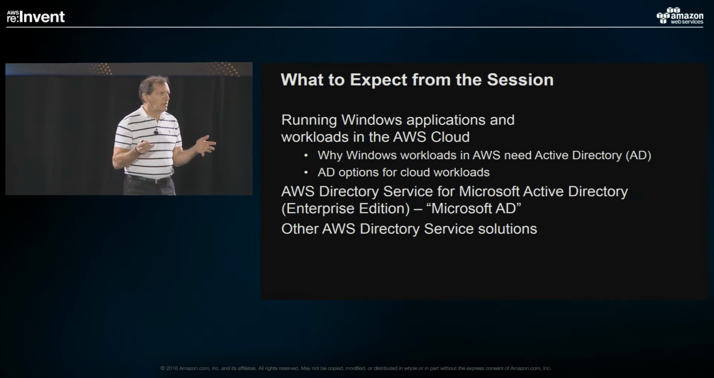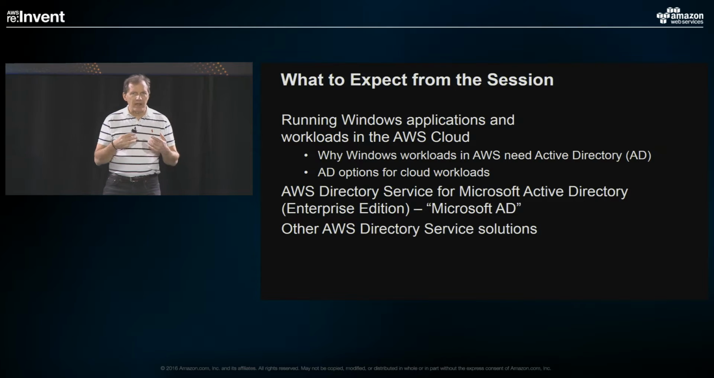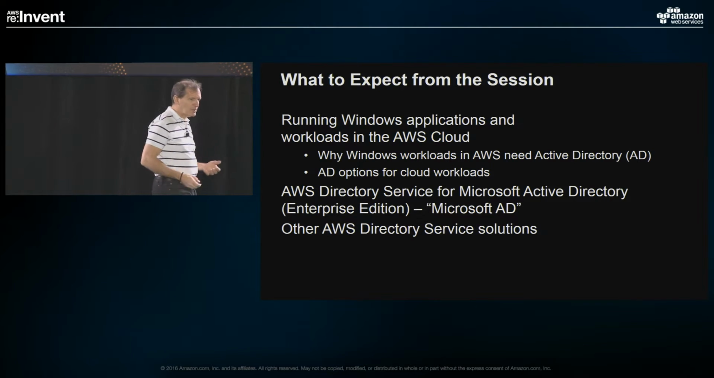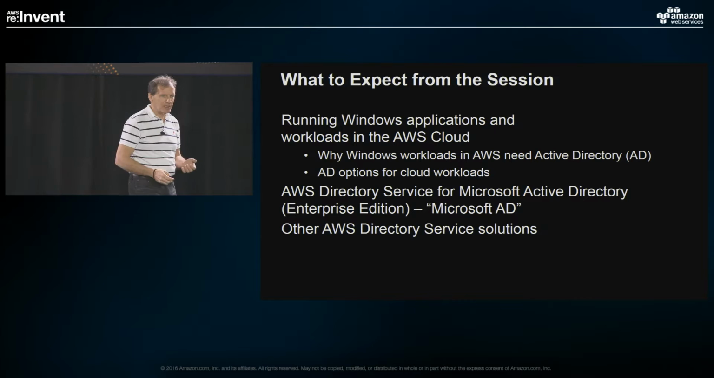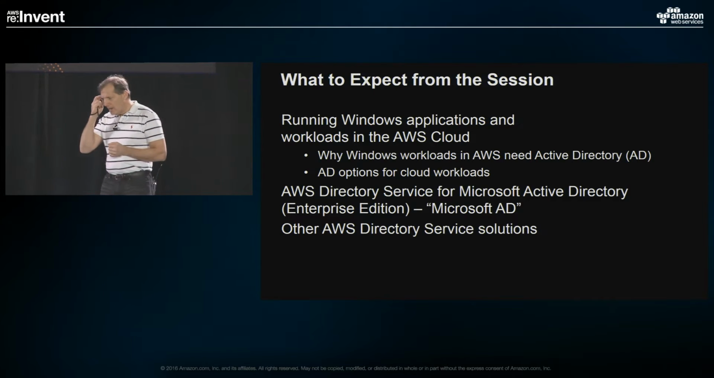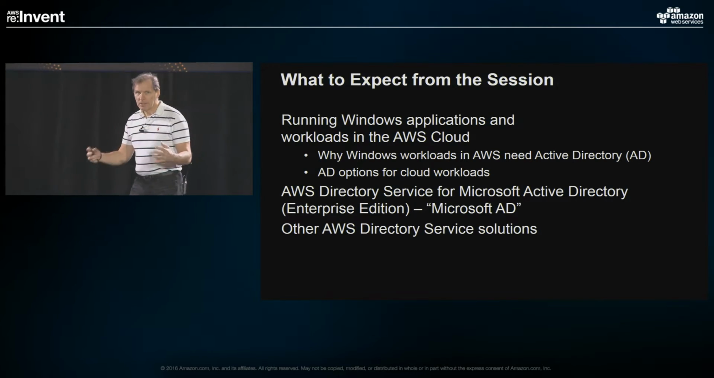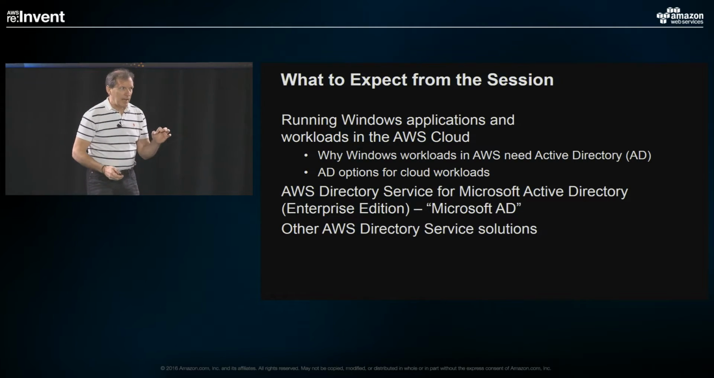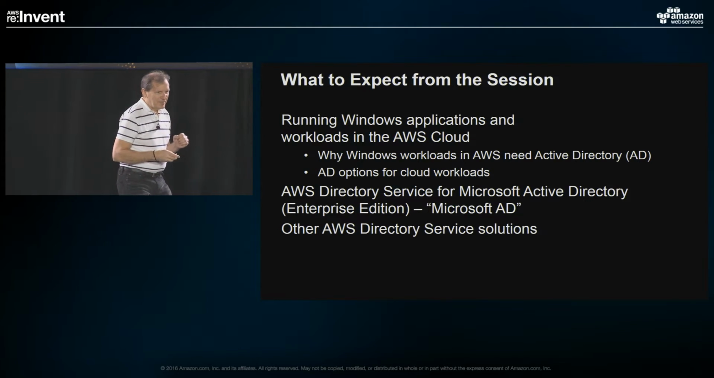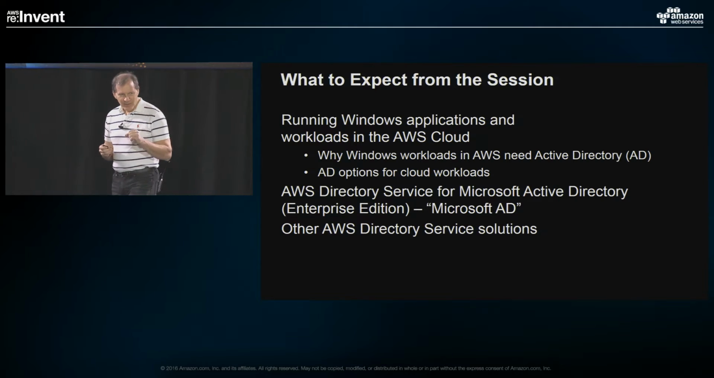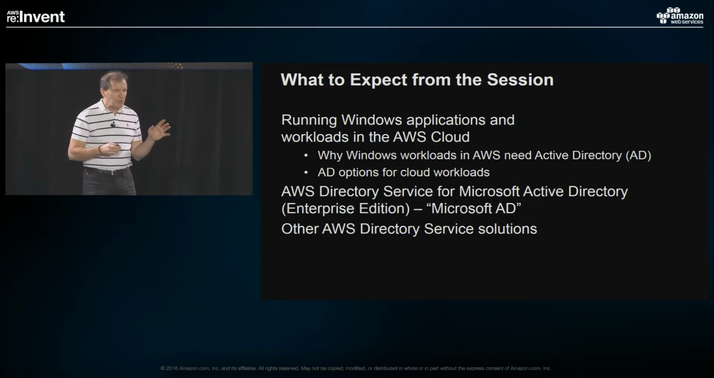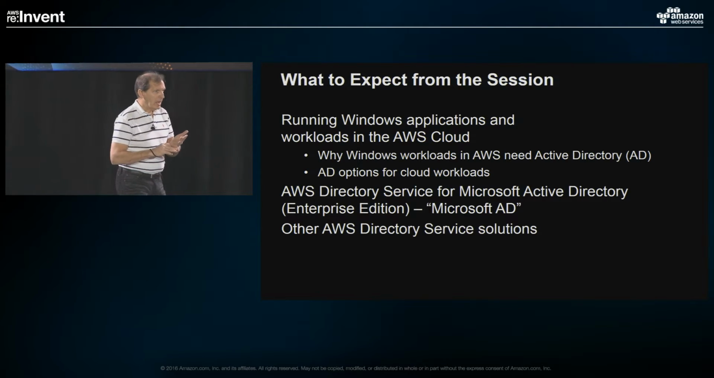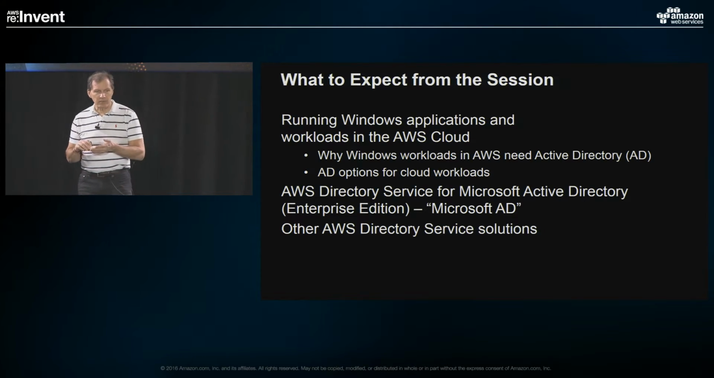Then we're going to drill in a little bit on the AWS Directory Service for Microsoft Active Directory Enterprise Edition. And I have to make an apology here. We spent an enormous amount of time coming up with the perfect product name, and I hope you won't be offended that I'm going to just call it Microsoft AD. And then after we get done doing Microsoft AD, we'll go into other AWS Directory Service type solutions, including running AD on EC2 Windows and some other things.